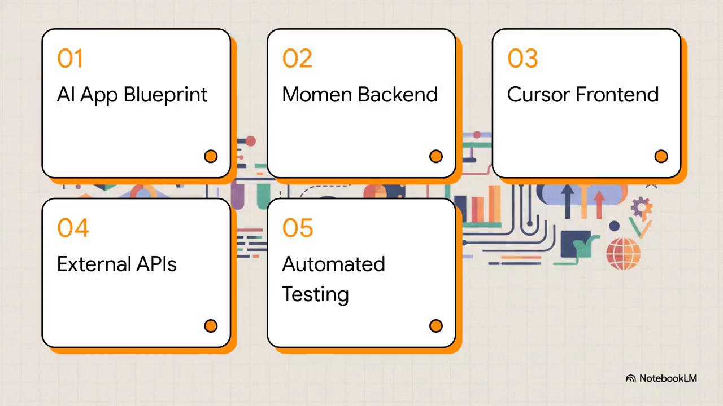Here's our roadmap for today. We'll kick things off with the AI app blueprint, then move into building the Moment backend, generating the front end with Cursor, connecting external APIs for some extra power, and finally, automating our testing and deployment.